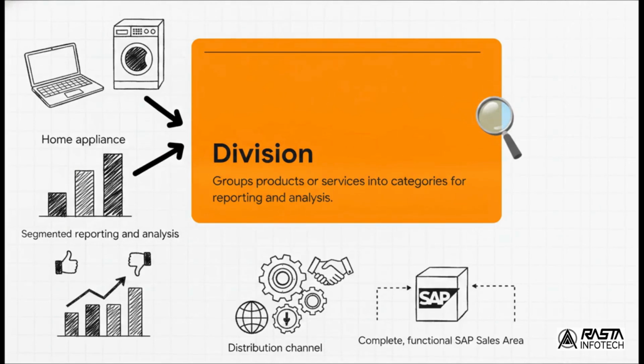A division is really just a simple way to group products or services into specific categories. Now, why do we do this? Well, because it allows businesses to run deeply segmented reporting and analysis. For instance, think of a massive electronics company. They might have one division strictly for laptops and an entirely separate division for home appliances. By categorizing products this way, businesses can clearly see exactly which product categories are driving their success and, crucially, which ones are maybe lagging behind.